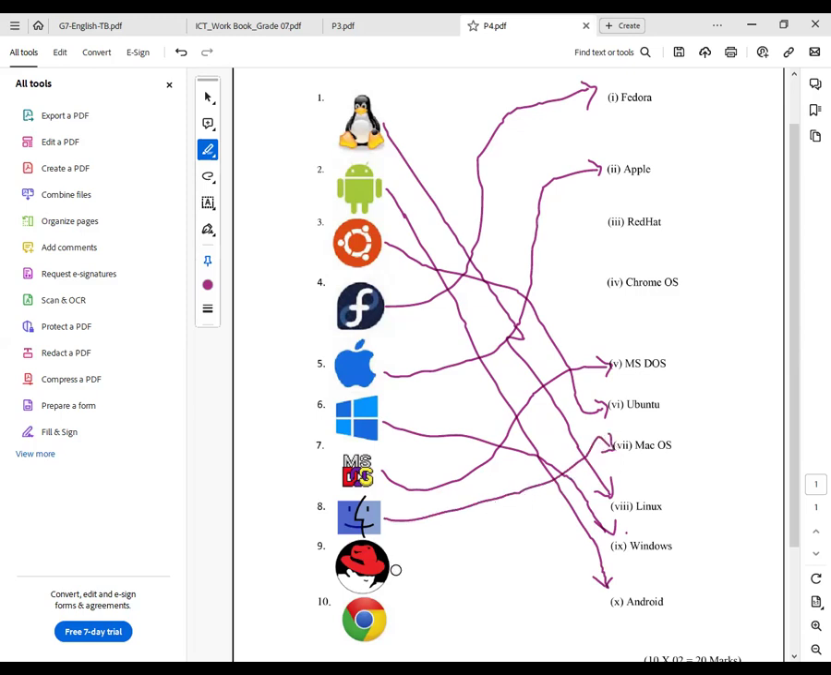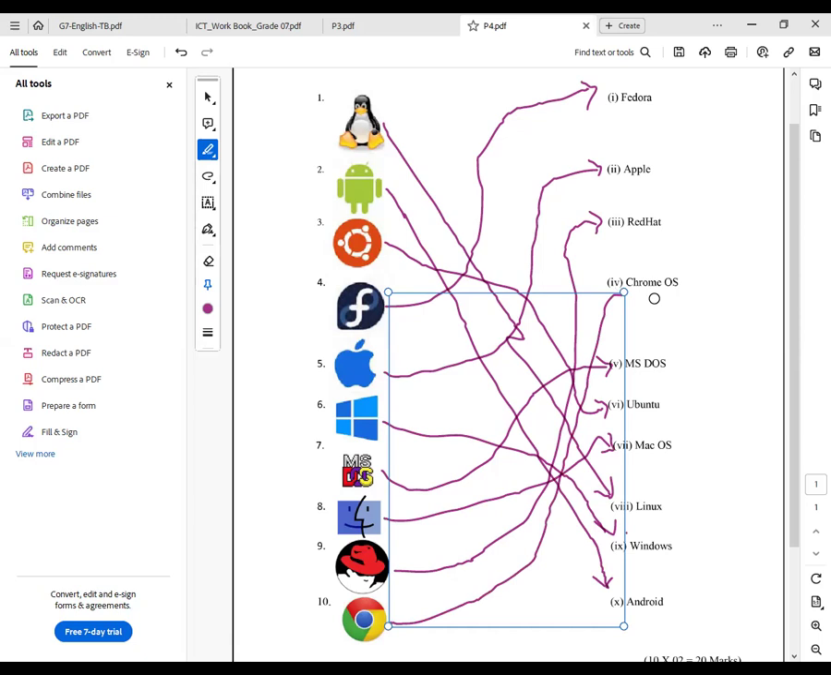This one, Red Hat. Yes, Red Hat. We call it Red Hat Linux also. So, Red Hat Linux, right? This one, Chrome. Yes, this is Google Chrome. Chrome OS is an operating system that comes from the Google company, right?